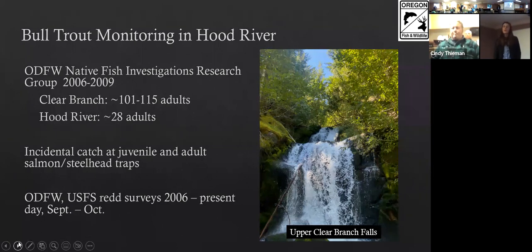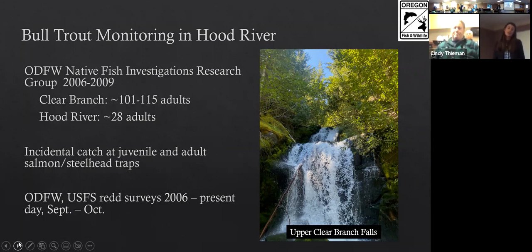But just to briefly summarize what they found in the late 2000s, they estimated the Clear Branch population to be between 101 and 115 adults, and the Hood River population to be less than 28 adults.